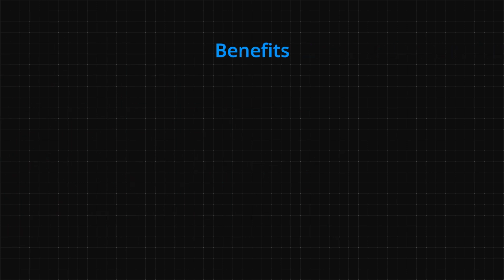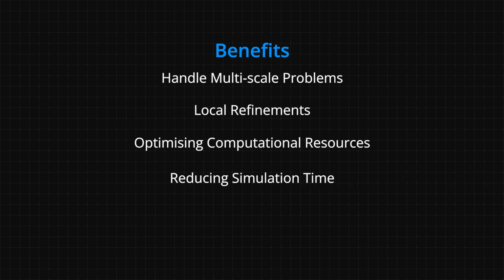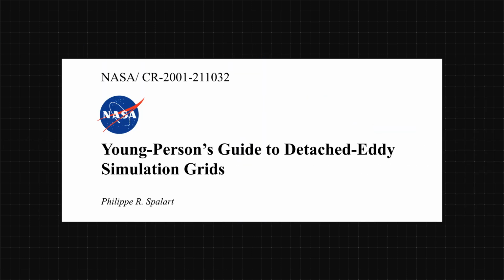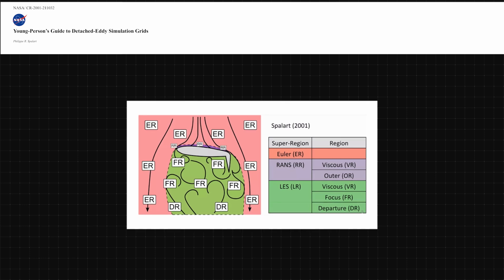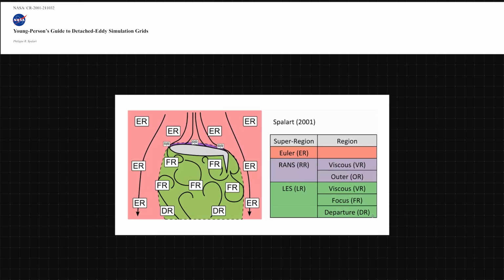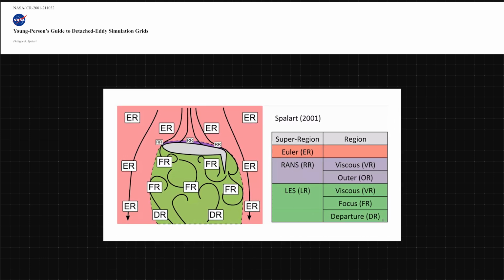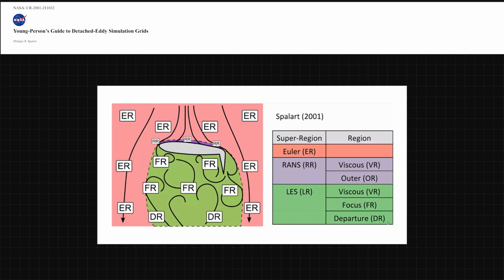Nesting is needed to effectively handle multi-scale problems by providing local refinements where necessary without increasing the overall cell count excessively, thereby optimizing computational resources and reducing simulation time for applications such as LES and DNS simulations. The author Philippe Spalart describes the different flow regions in a domain, such as the Euler region, focus region, RANS region, departure region, etc. The significance of region-based grid resolution is also highlighted in this paper.